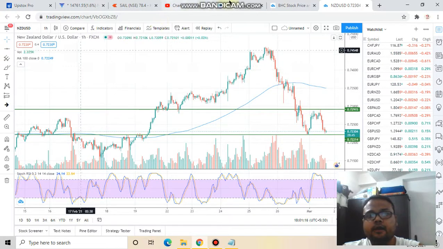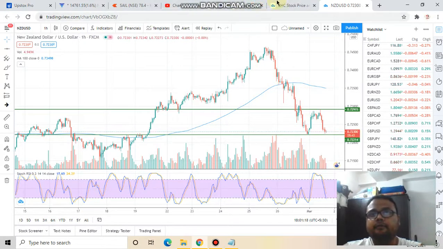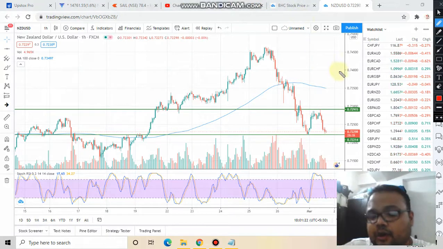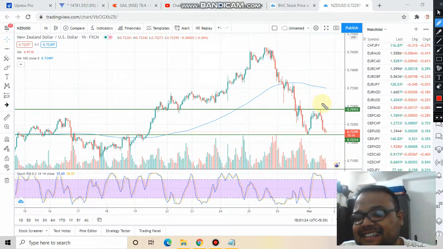Okay, and to initiate a trade, wait, let me take the pencil, so that I can draw. Though I'm not a good artist, still I like to show you with the help of drawings.